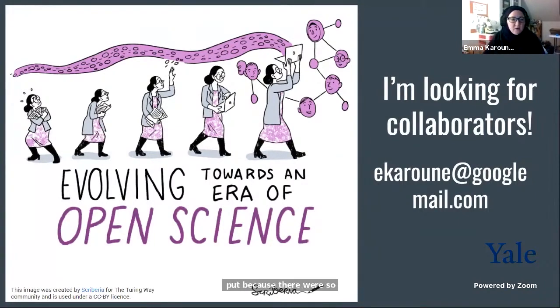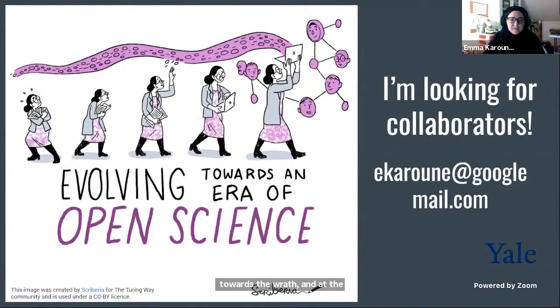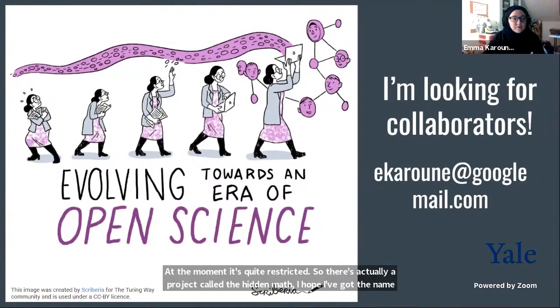And at the moment it's quite restricted. So there's actually a project called the Hidden REF. I hope I've got their name right. It's UK based, but they are basically collecting data on these alternative research outputs. And it's projects like that that I think are really valuable, because it's demonstrating the value of open science and how it really changes science, or can change our view of research and what research outputs are.